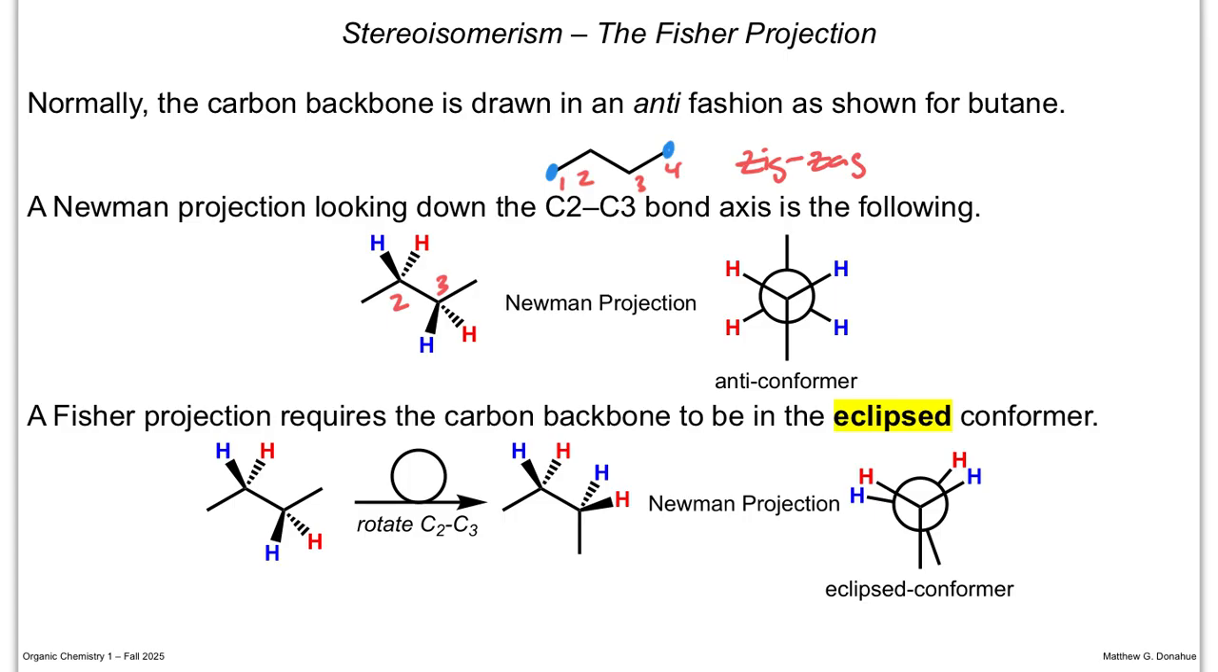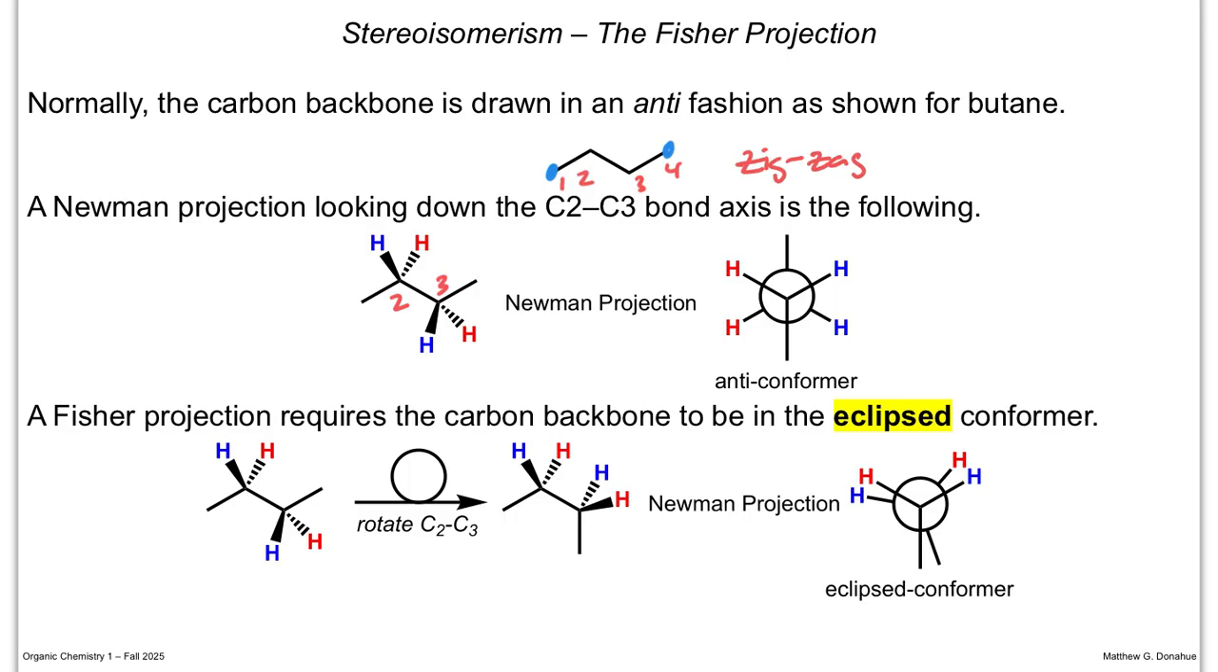Now the Fisher projection, what we're going to do is orient myself. See how these blue hydrogens are coming out towards you? We're going to rotate around the central bond, that 2,3 bond, so that the methyl groups are now syn. So the dihedral angle is now at 0. So that's this center structure.